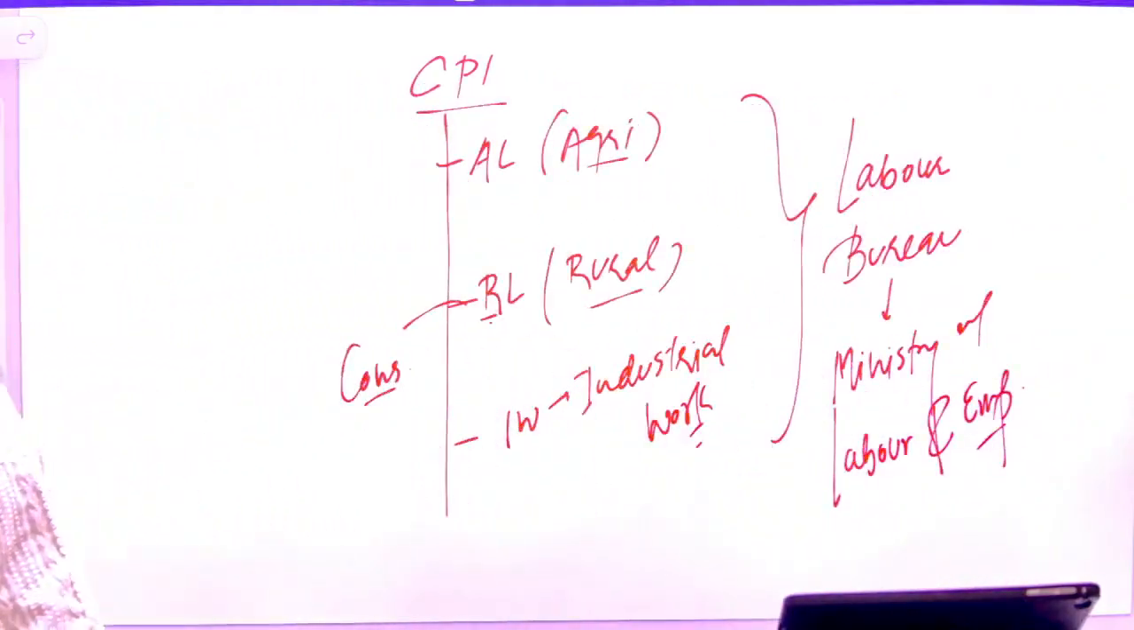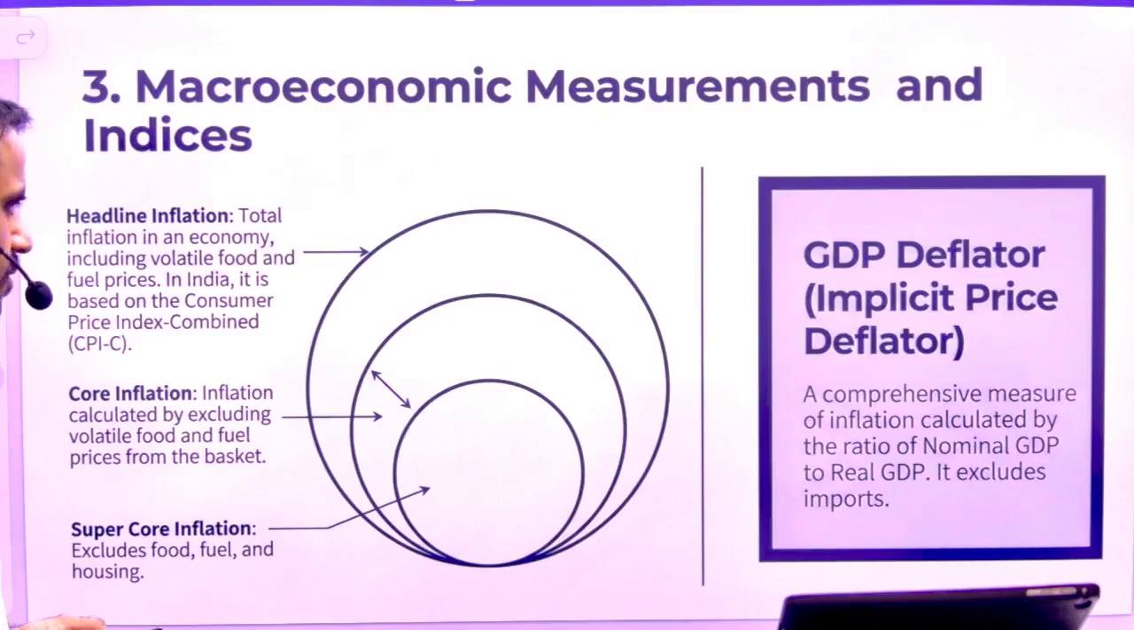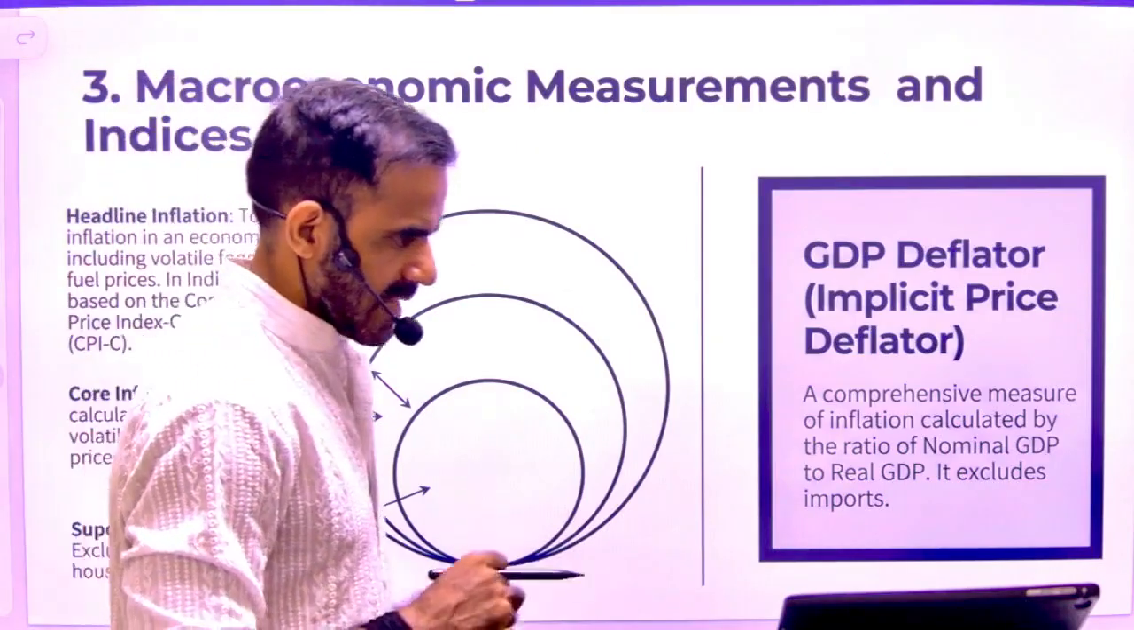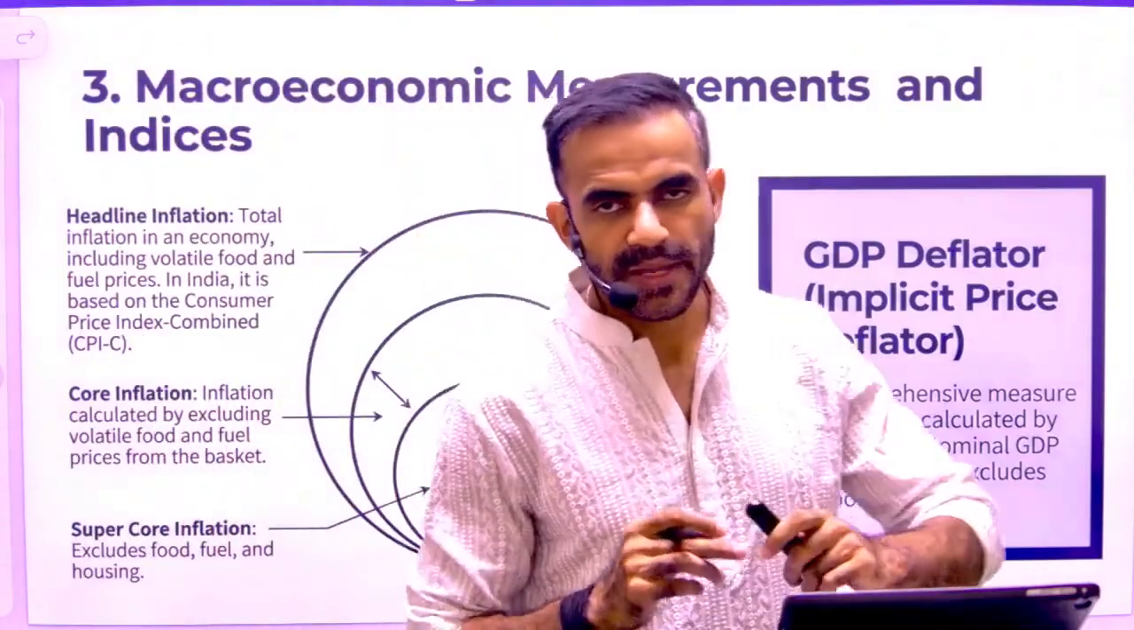Similarly, if we have to measure inflation from the perspective of a wholesaler, that is measured through WPI. If we have to measure inflation from the perspective of a producer, that is measured through PPI, that is Producer Price Index. Now understand 2 more things, and then we are going to move on to the next topic.